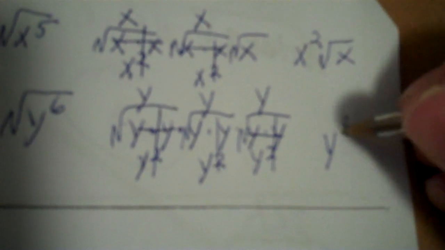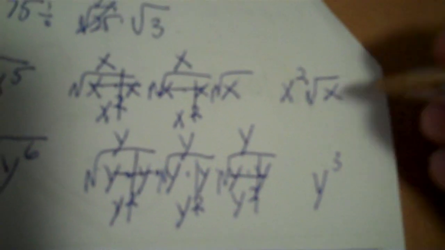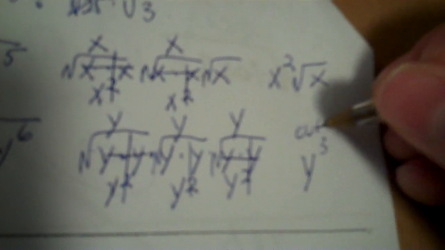So that's 3 full factors of y. And we don't have a square root, so this y to the third, this whole thing comes out. Okay, y third is out. So 5x second, y to the third times 3x.